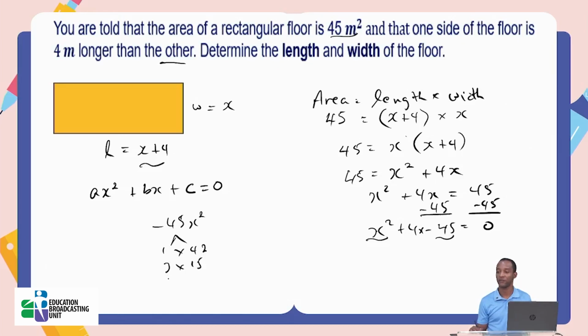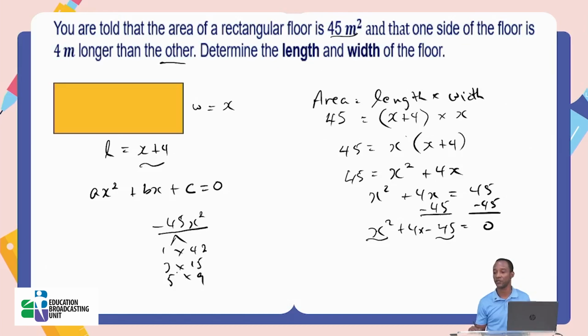Let's try another one. What about 5? Yes, 5 times 9 gives us 45. But we want the pair of factors that when added or subtracted will give us the middle term, which is the 4x. Now recall that this is actually negative 45x squared. And so one of the terms has to be what? One of the terms has to be positive, while the other must be what? Negative, in order for us to get a negative 45x squared.